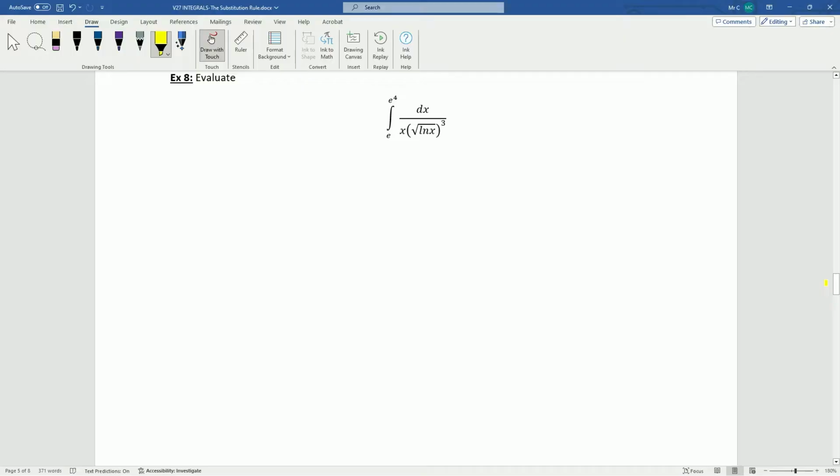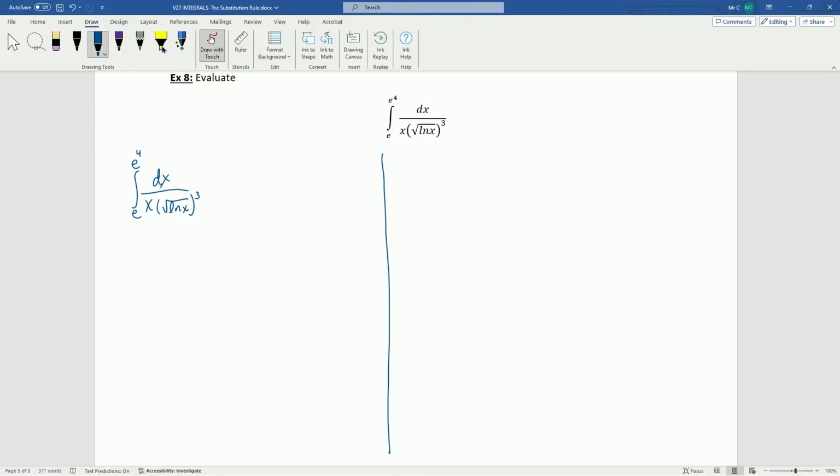So we're going to take this first problem on in two different ways. The first thing I'm going to do is exactly what I just did. I'm going to just make the substitution as part of the definite integral, work through it like normal, etc. And then I'll show a slightly different approach. So we've got the integral from e to e to the 4th dx over x times the square root of ln of x cubed.